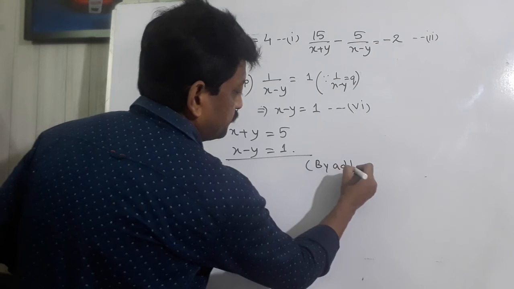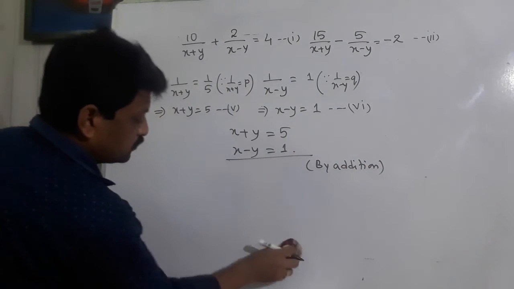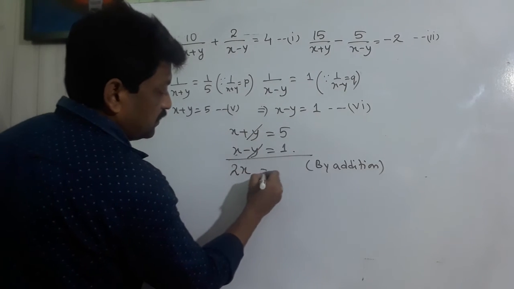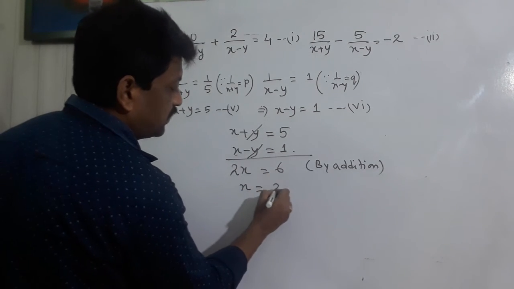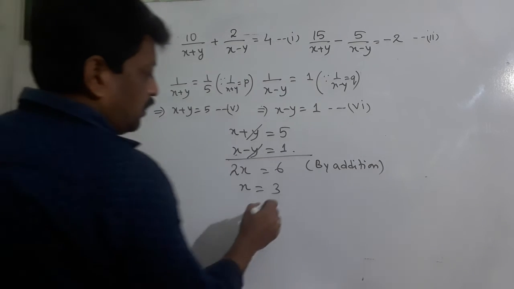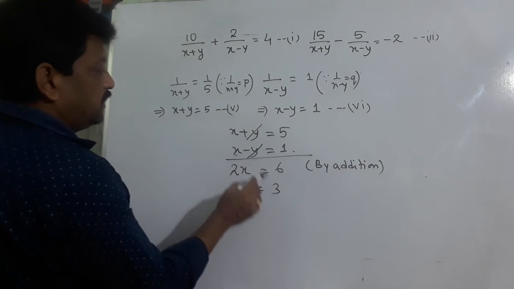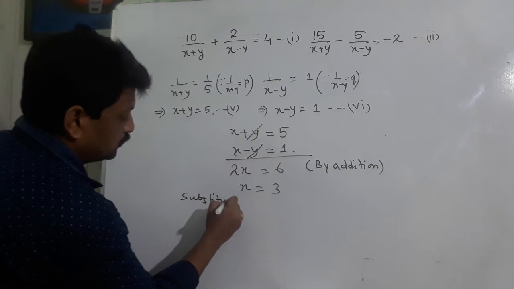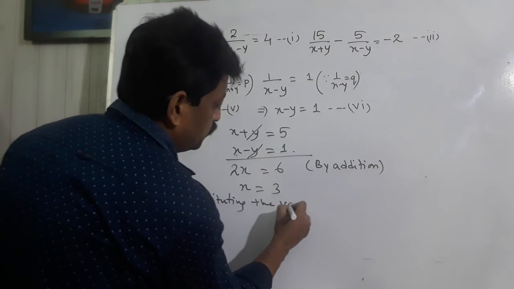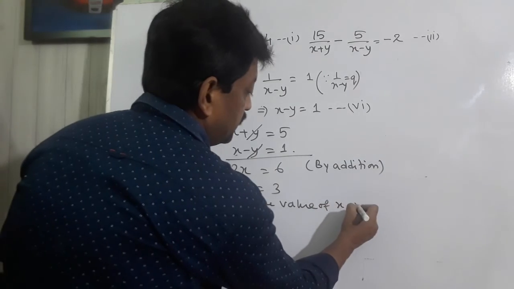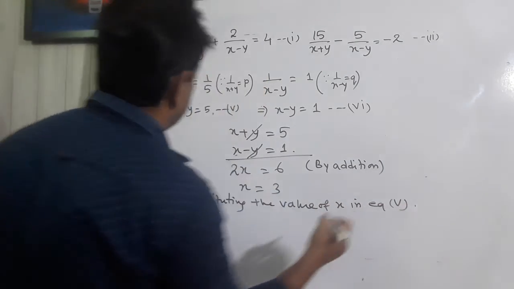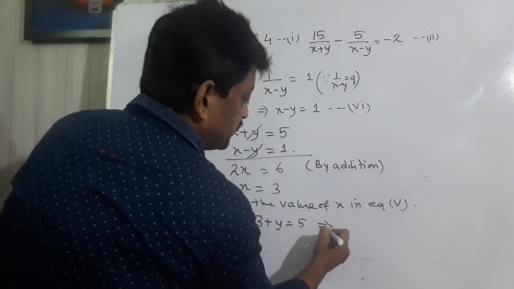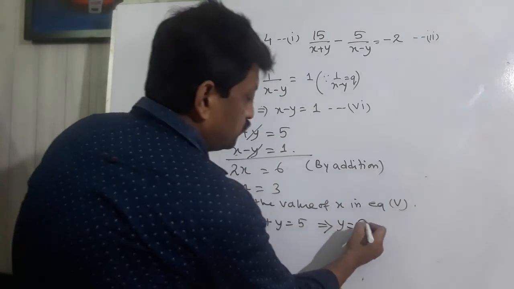By addition, what will happen? This y will be cancelled. So x plus x is 2x equals 5 plus 1 is 6. That is x equals 3. We have got the value of x. Now if we replace this value of x in equation number 5, substituting the value of x in equation 5, what will we get? x means 3, y we don't know, equals 5, or we can say that y is equal to 5 minus 3, that is 2.